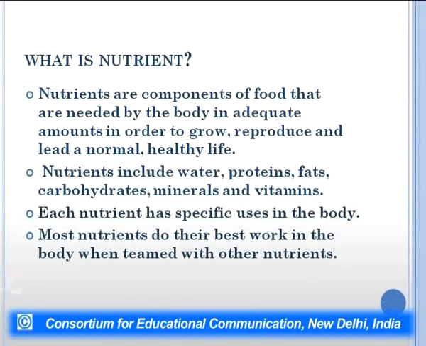Then what is a nutrient? As I told you, we need different nutrients. That is why we have a combination of foods. Nutrients are the components of food that are needed by the body in adequate amounts in order to grow, reproduce and lead a normal healthy life. Nutrients include water, proteins, fats, carbohydrates, minerals and vitamins.